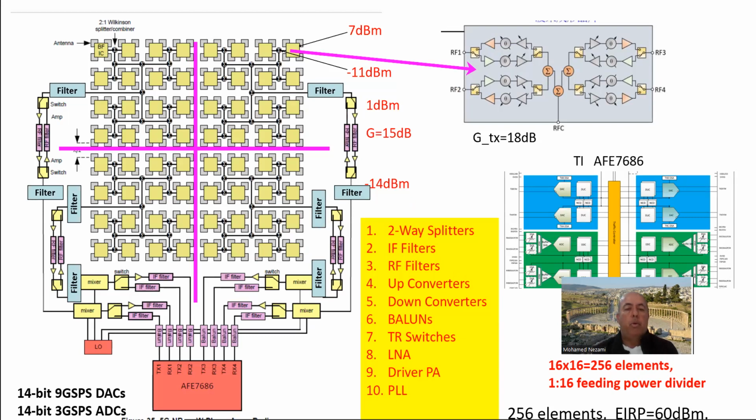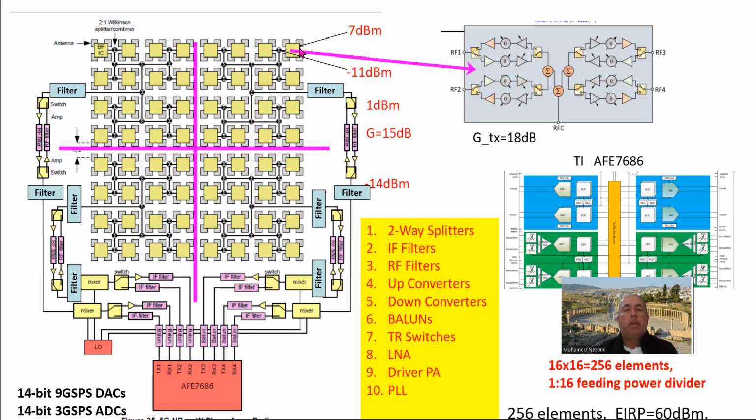So from a hardware point of view, when you look at this now, here's a list of all the components that you would need. We need IF filters, we need RF filters, we need up converters, we need down converters, we need baluns, we need TR switches if we decide to use external bidirectional amplifiers, like in this case in here. And these amplifiers are to extend the power level from the RF distribution point so that we can get sufficient power to deliver.